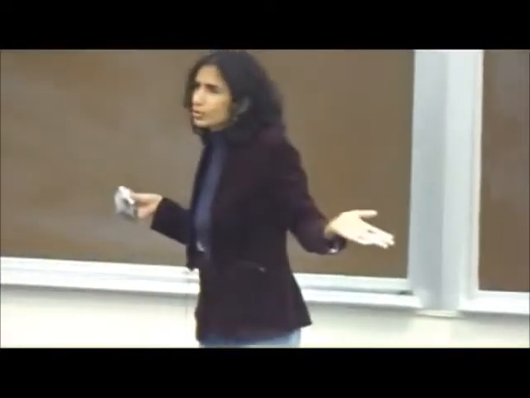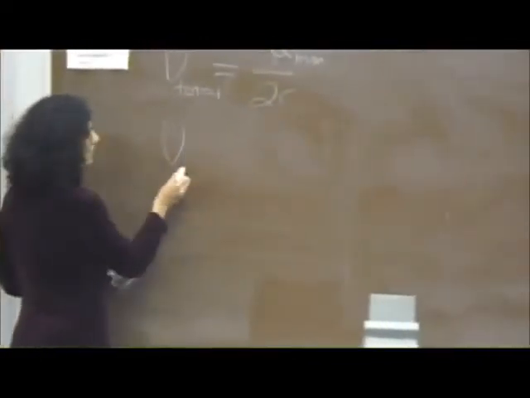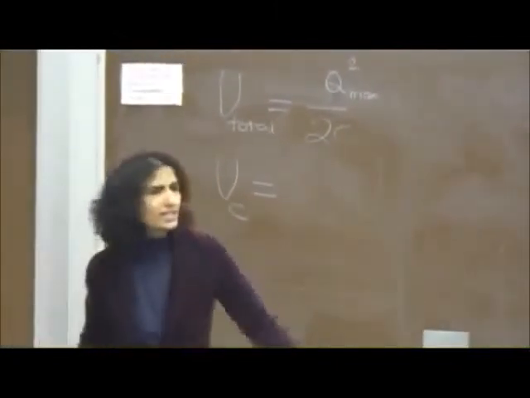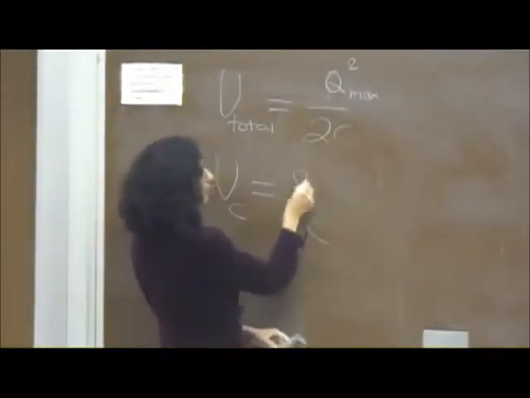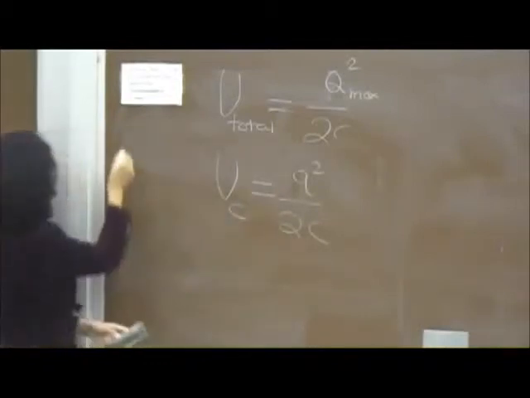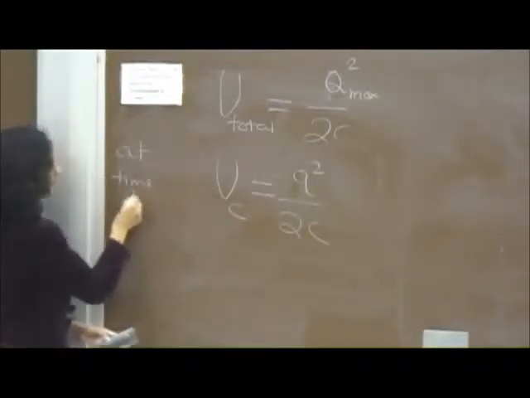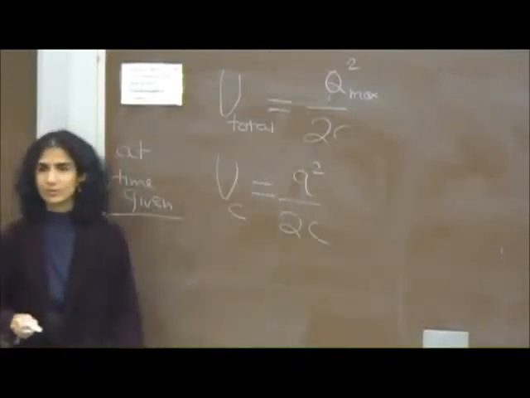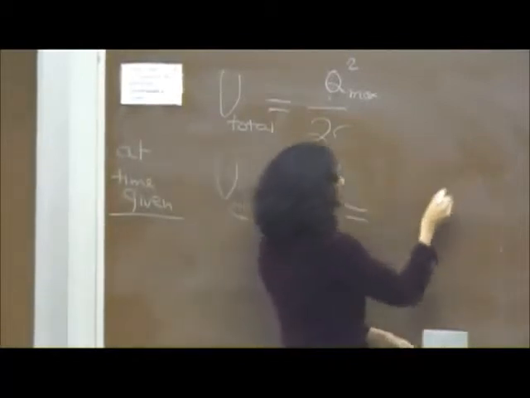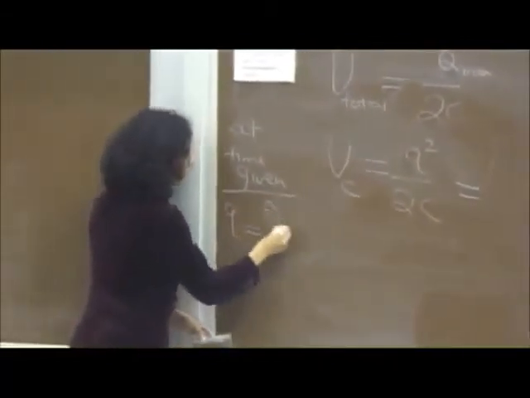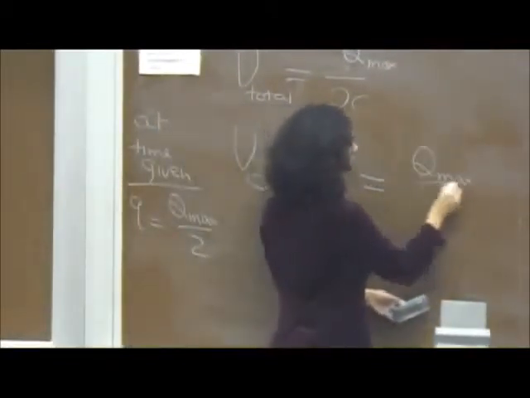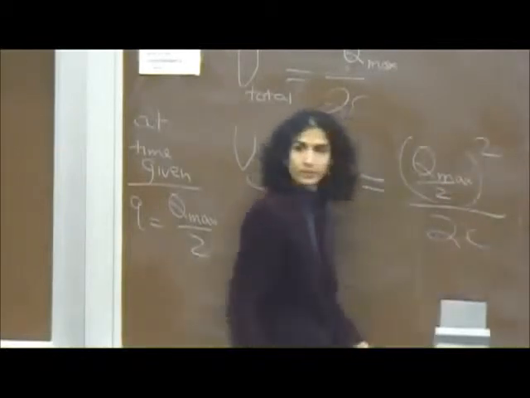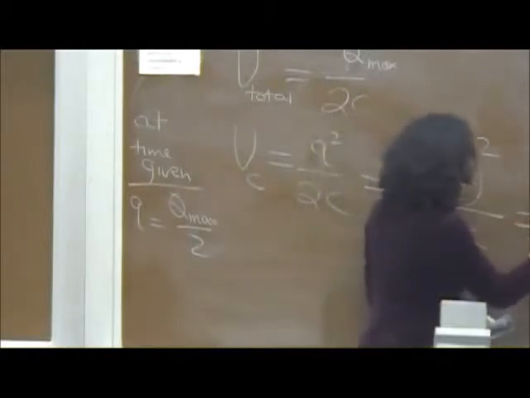I can use the Q max to figure out what the total energy is. So now we have been given, what is the U C? The energy stored in the capacitor when the charge is Q max over 2. Shouldn't it be Q squared over 2C at the time given in the problem? And so what is Q that is given? We are given that Q is equal to Q max divided by 2. If that's the case, this will be Q max over 2 squared divided by 2C. This means this is 1/4 of the Q max squared over 2C.